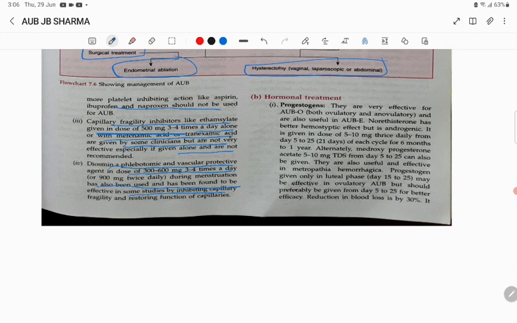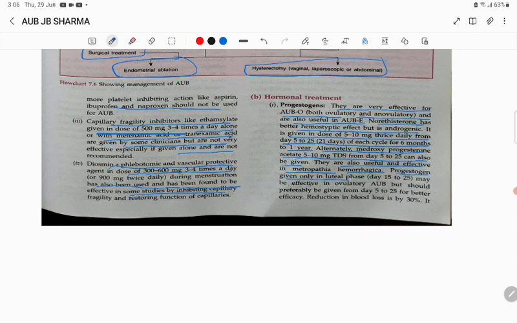Hormonal treatment with progesterone is very effective for AUB, both ovulatory and anovulatory, and is also useful in AUB-E. Norethisterone has a better hemostatic effect but is androgenic. Norethisterone is given at a dose of 5 to 10 mg thrice daily from day 5 to day 25, 21 days of each cycle, for 6 months to 1 year. Alternatively, medroxyprogesterone 5 to 10 mg TDS from day 5 to day 25 can also be given. They are also useful and effective in metropathia hemorrhagica.